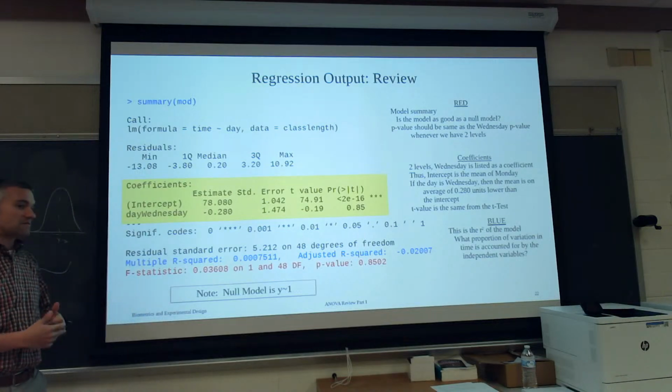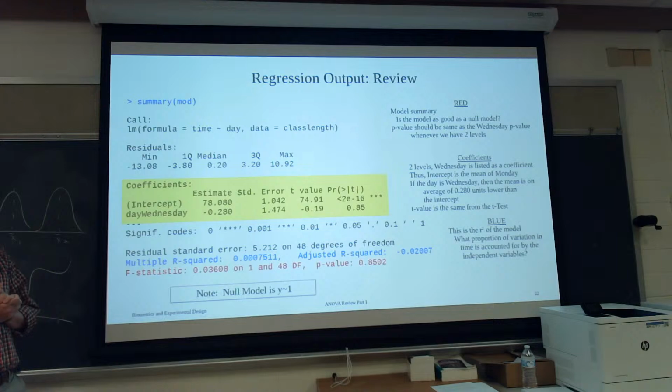Even though we have a difference, there's still a lot more that we don't know. What we'll do is with the coefficients, it breaks it down into only intercept and day Wednesday. So why is that? Because we only had 2 levels. We got Monday and Wednesday. What this typically does is take our level alphabetically and put the Mondays at the intercept.